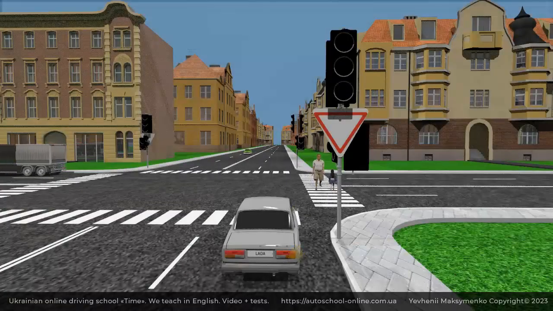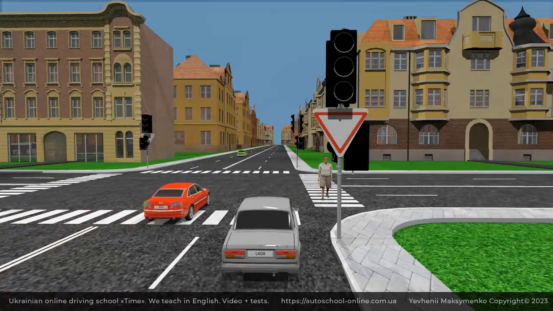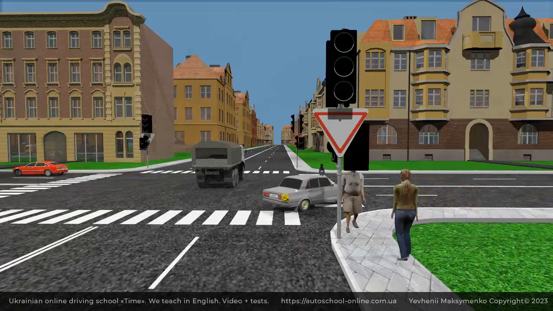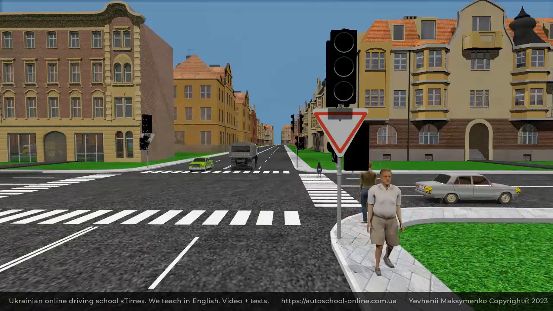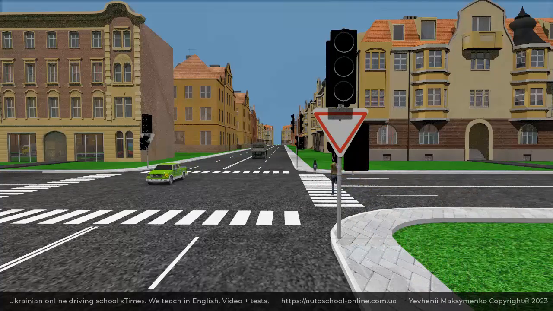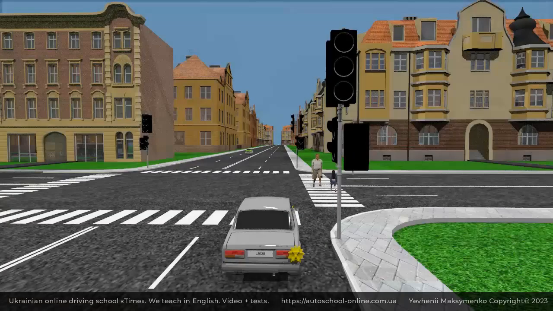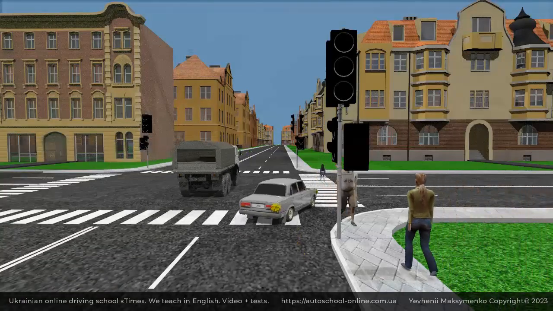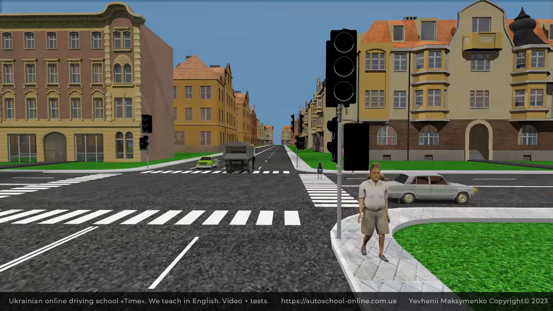This rule applies if the drivers are on a secondary road. When turning right, we give way to pedestrians. The same applies when turning left. And at the intersection of equivalent roads, when making a turn, give way to pedestrians crossing the roadway to which we turn.